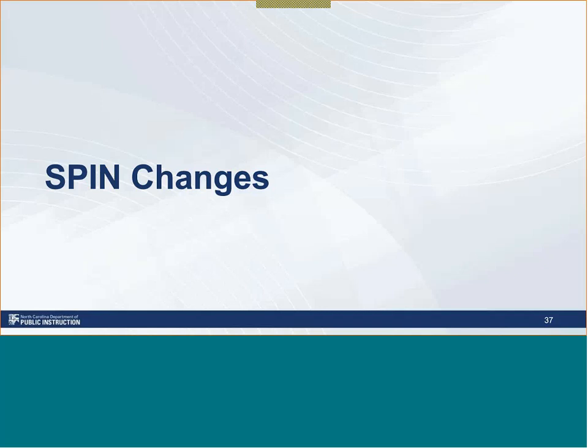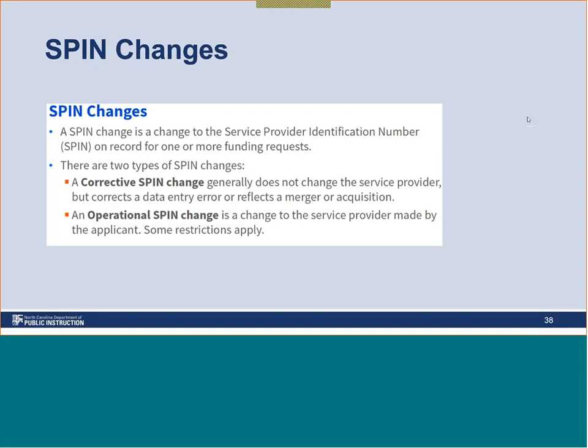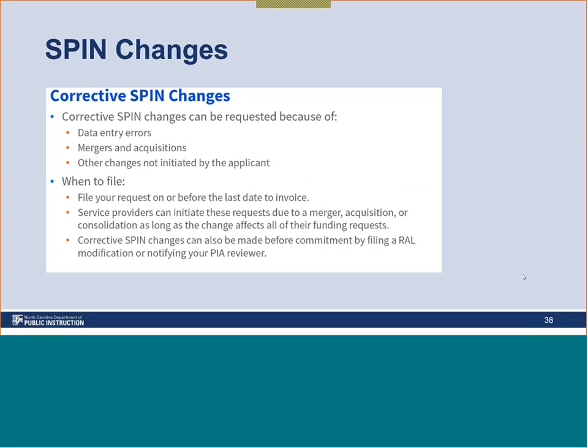Okay. So spin changes. What happens when your service provider needs to be changed? There's two different reasons for that. One is a corrective spin change. These usually happen when conglomerates become larger. Your little, local carrier gets gobbled up by a bigger carrier, and so on and so forth. An operational spin change is a little bit more challenging. This comes about when your service provider can't provide the service. There's a bunch of different rules and things that apply, and we'll discuss those on the next screens.